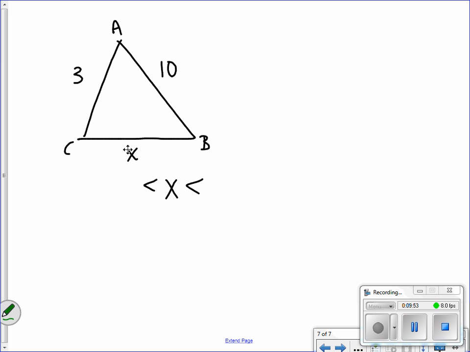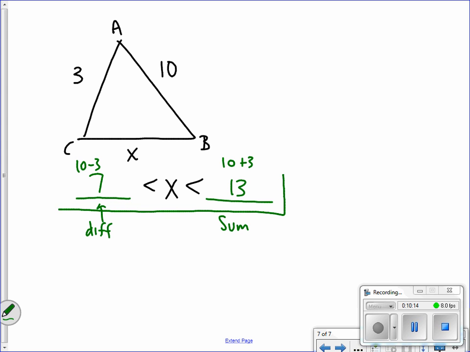And then you draw a line, and over here is the difference between the two and the sum between the two that are given, okay? So in this case it would be 10 minus 3, which is 7, and 10 plus 3, which is 13, okay? So this is called the range that that side can follow. X can be any number between 7 and 13. It can't include 7 or 13, but it's between those, okay?